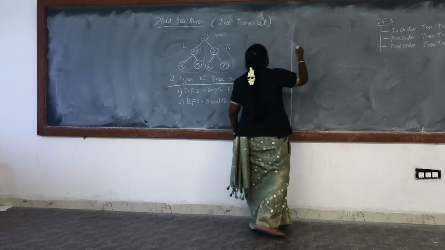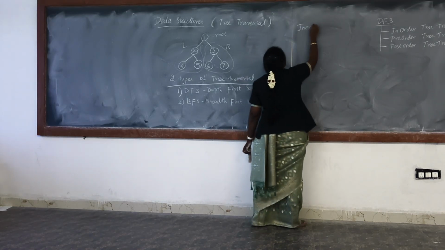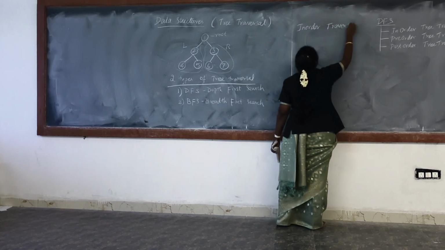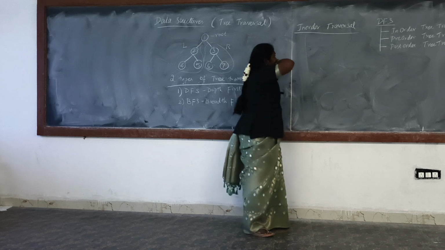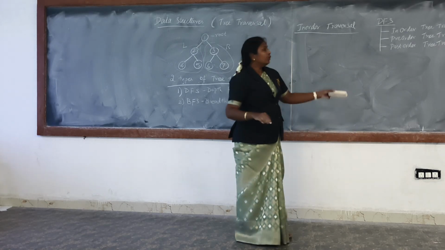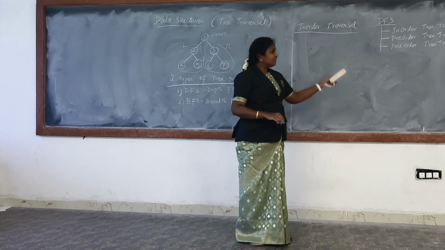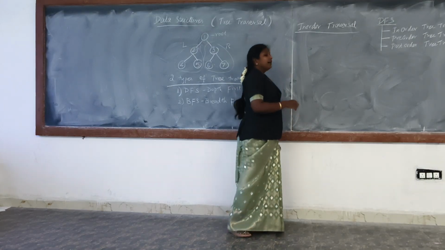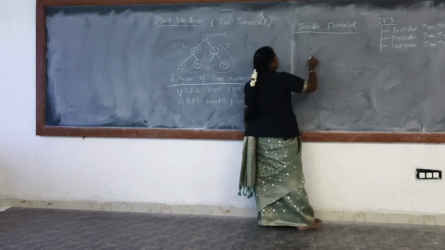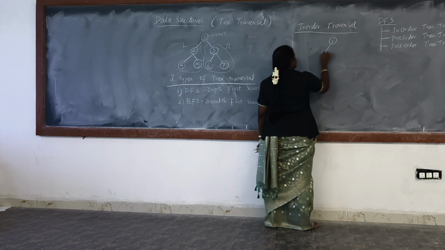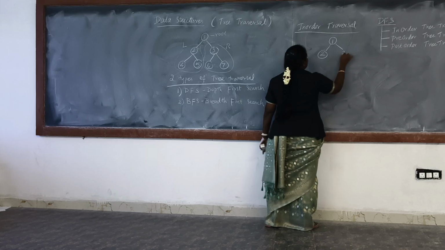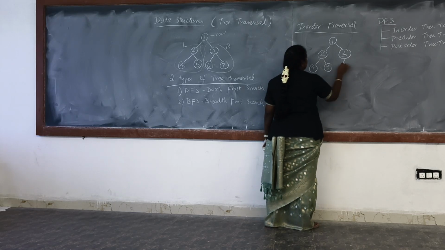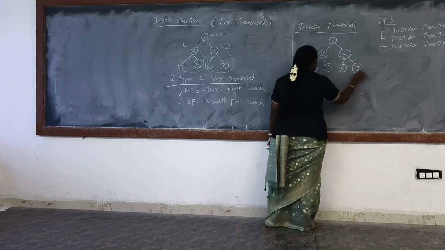Now, first let's see what is in order traversal. Okay, see, all these are types of DFS. This is also a tree traversal. So how this in order traversal happens, I'll give you an example. You will better understand from that example. So, let us take the same example where the tree contains 1, 2, 3, 4, 5, 6, and 7.